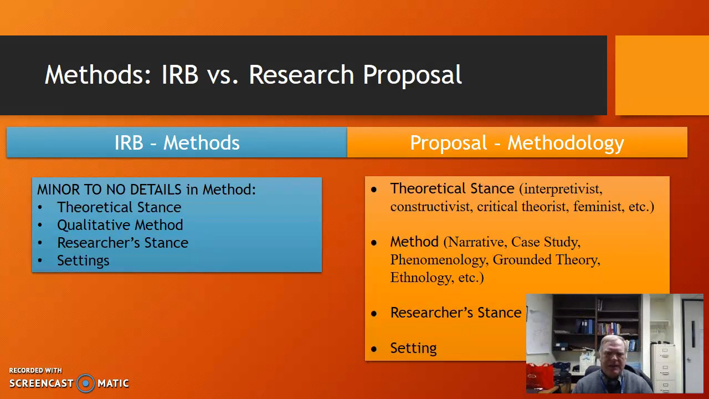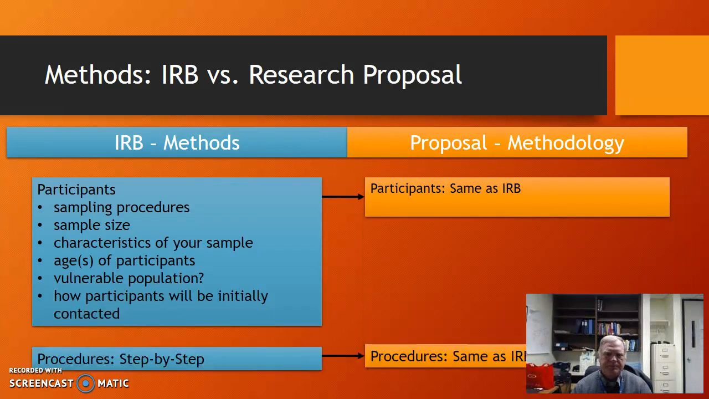The researcher stance is at least a paragraph talking about why you're involved in this research. What does this mean to you? And if you're very involved in it, then how are you going to somehow distance yourself so that you can let the voice of the participant come out? And then you also include a setting in your methodology that you don't include in the IRB very much.